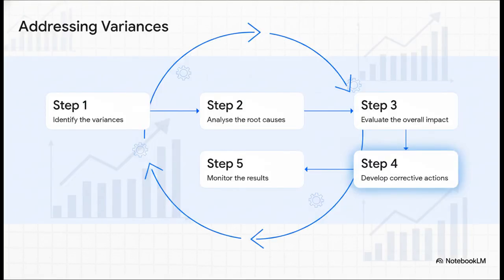And here is the system for actually handling those variances. You spot the difference, you dig in to find the root cause, you figure out how big of a deal it is, and then you create a plan to fix it. But look closely, it doesn't stop there. The last step is to monitor the results of your fix, which brings you right back to the beginning. It's a continuous loop. This is what active management looks like.